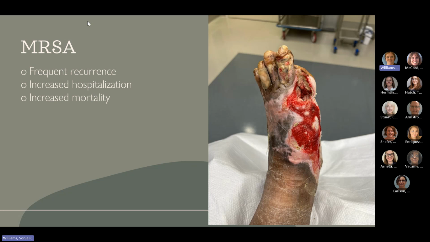So this patient on the right is a recent inpatient that had a MRSA infection and developed MRSA bacteremia. He subsequently went through 5 different debridements before his white count stabilized. MRSA infections tend to be quite aggressive and have frequent recurrence, increased hospitalization, and an increased mortality. So that's why it's important whenever there's a clinical suspicion to cover for them.